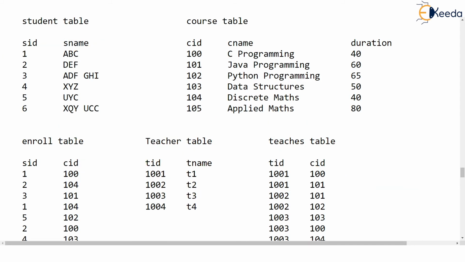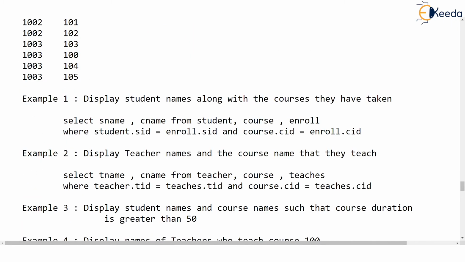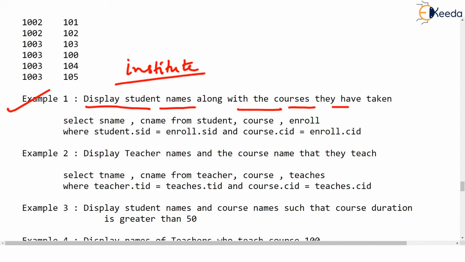So this is what has been shown in the answer over here. We were solving the first exercise in this series on the institute database. First one we have solved: display student names along with the courses they have taken, and this is the answer. I hope you have understood it completely.